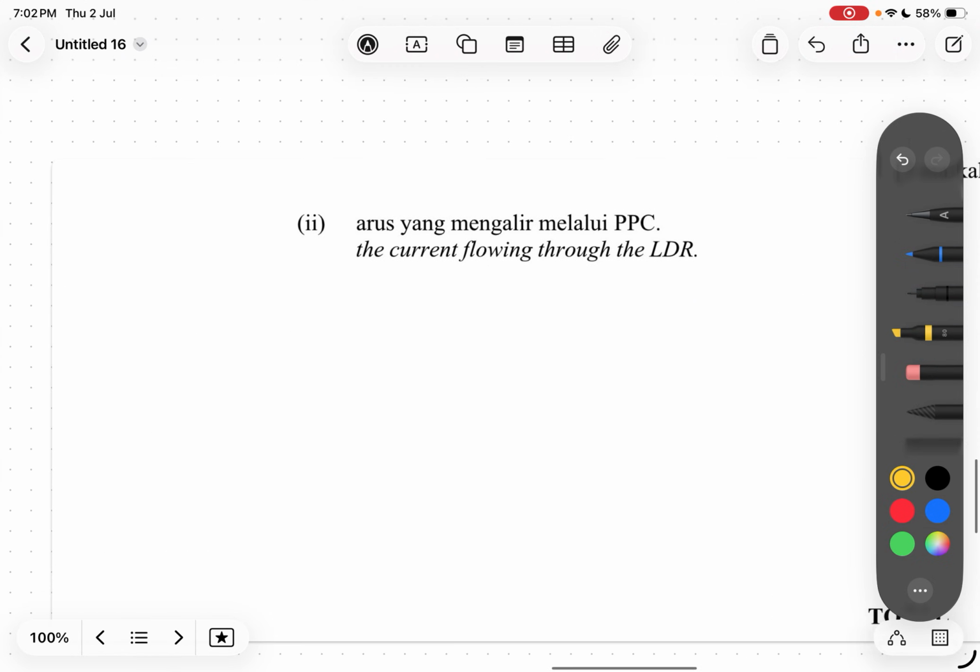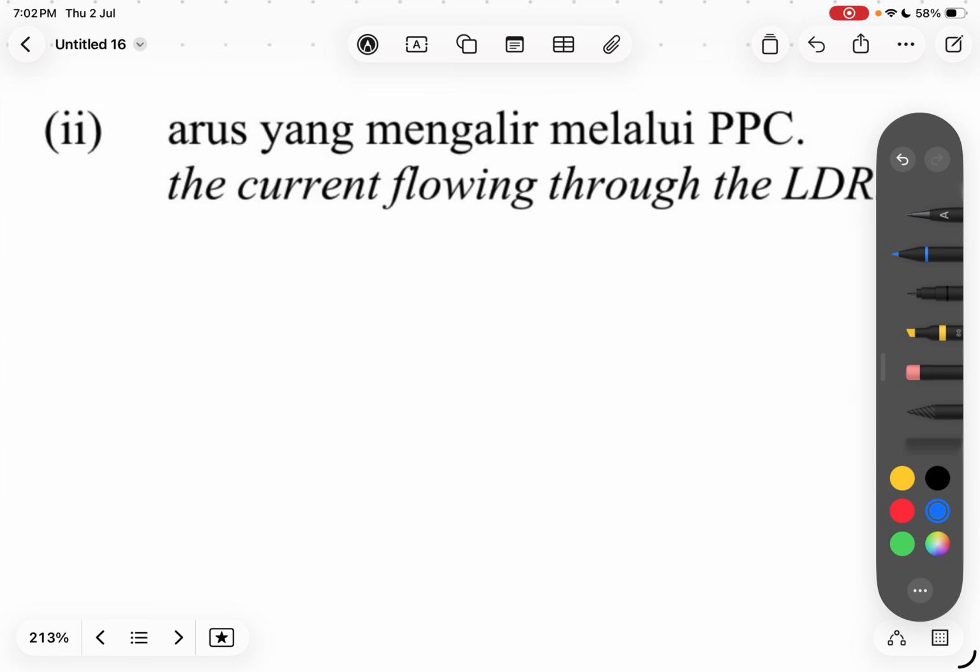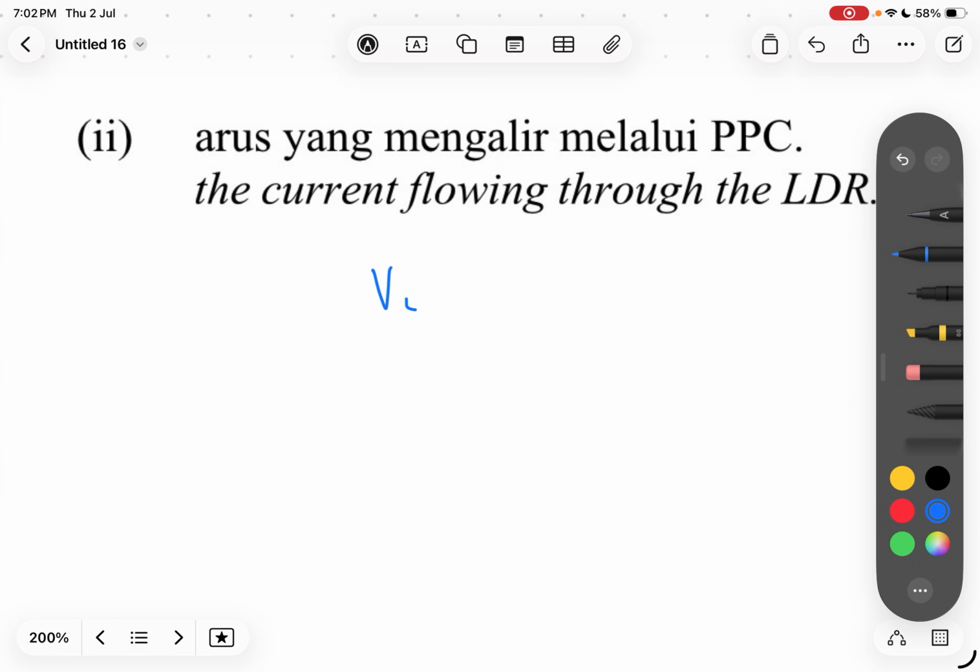And we know that the resistance here is 50 kΩ. Now we want to find the current. The formula is V_LDR equals I times R, right? The resistance is also from the LDR. So now we want to find the current in the LDR.